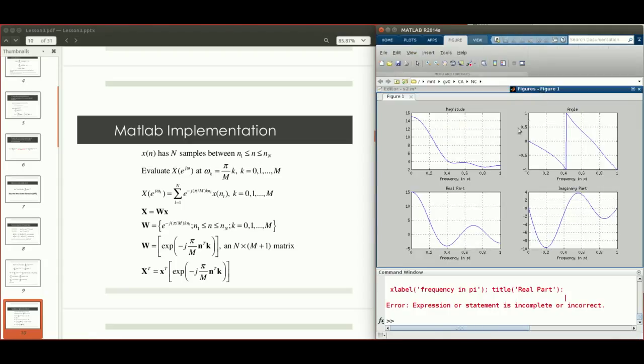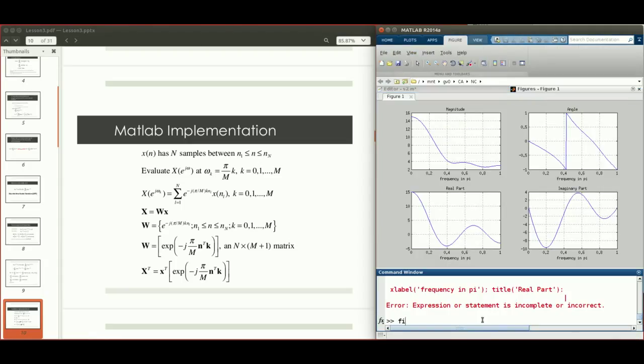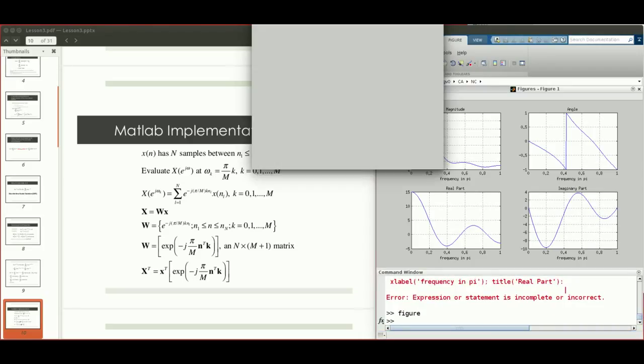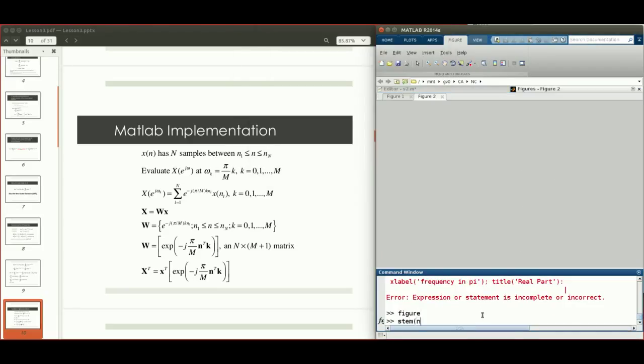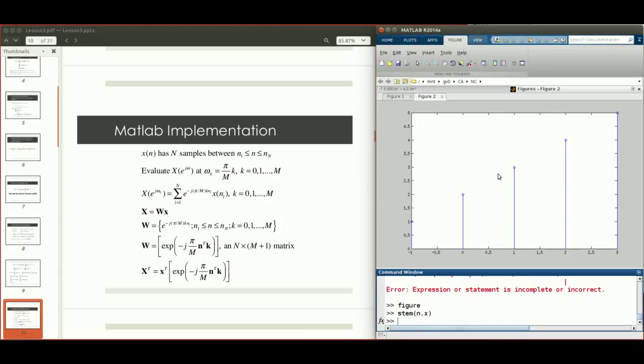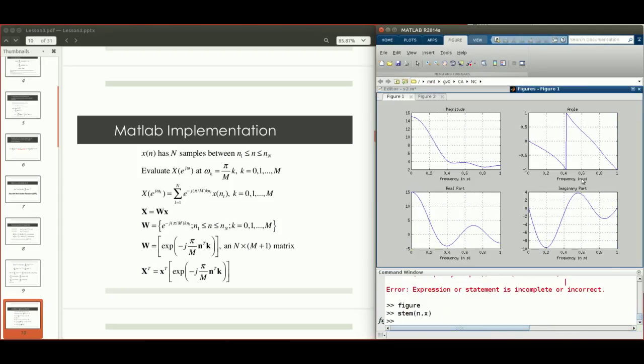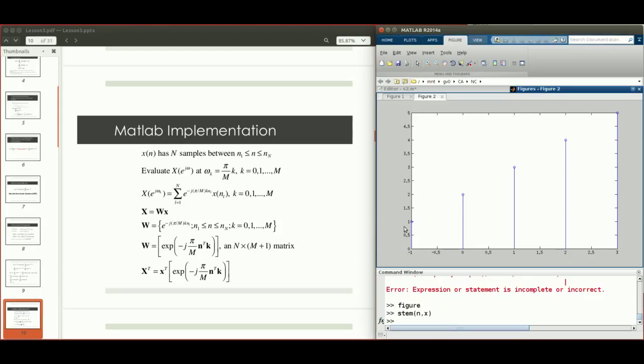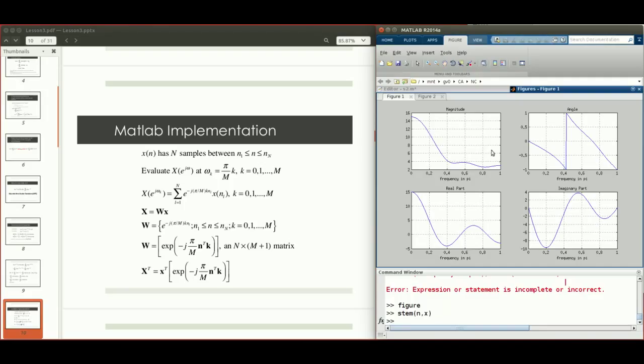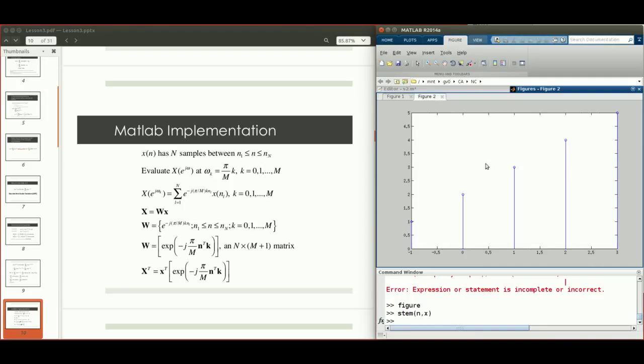Let me open another figure just to show the signal in the time domain, with stem of n, x. It just looks like this, not particularly complicated. The amplitude goes from 1 to 5, and the horizontal axis goes from minus 1 to 3. And then this plot gives you the DTFT of this very simple looking sequence, and it looks a lot more complicated than this one, right?